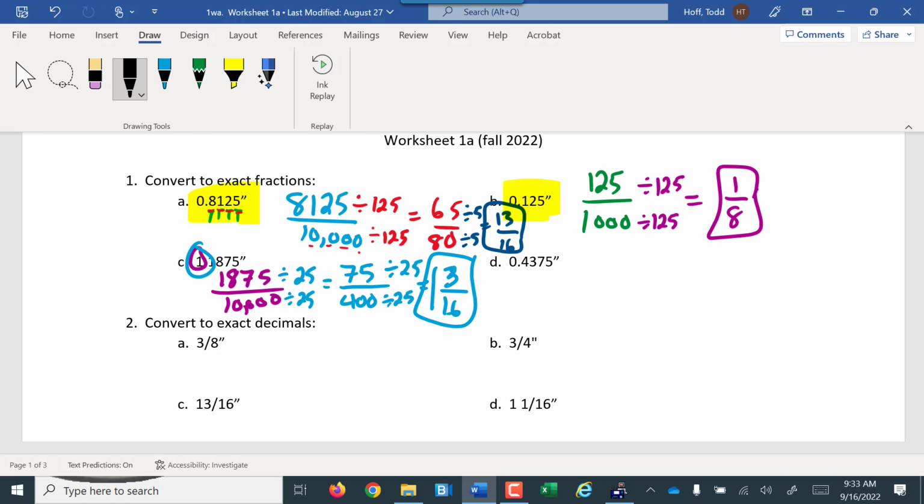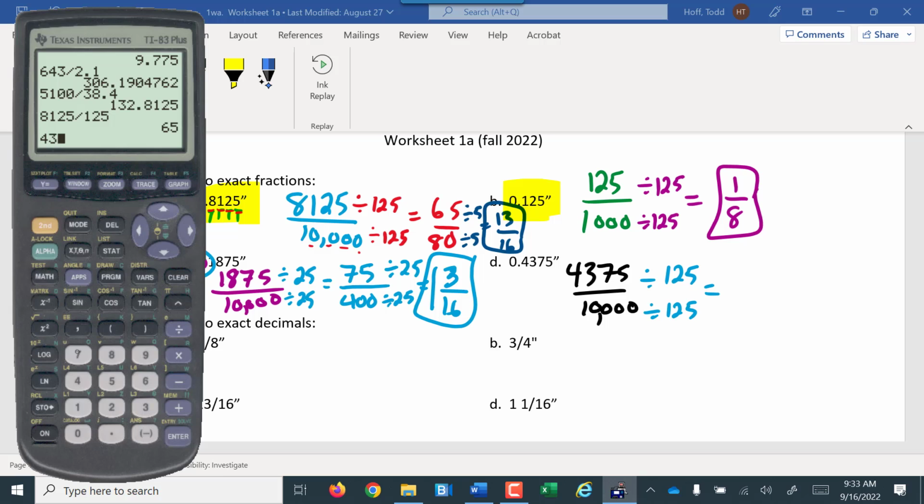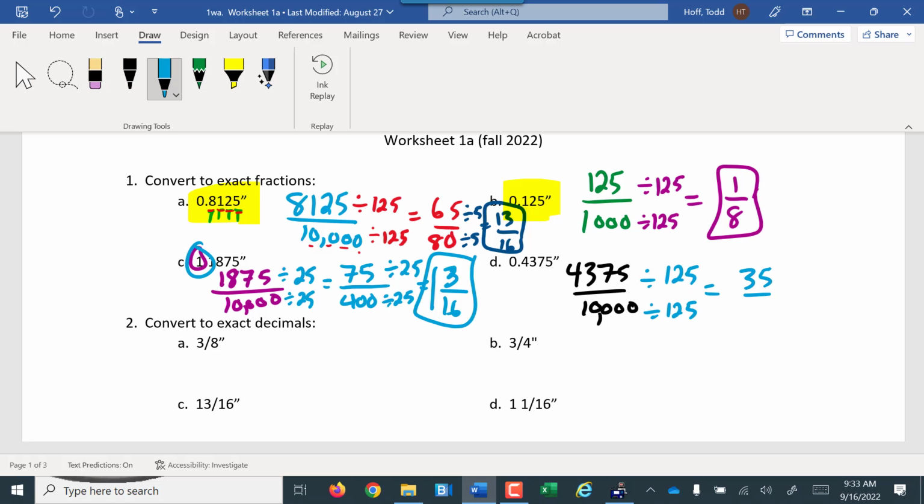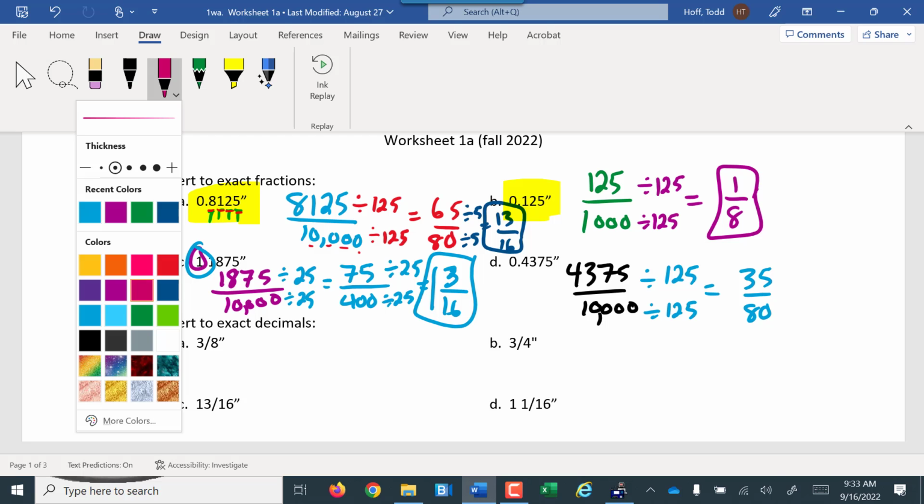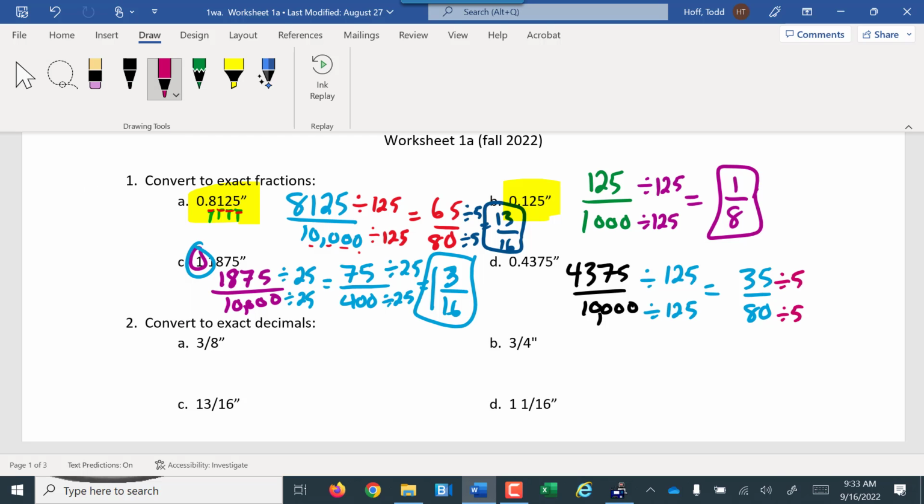So that one is 1 and 3/16. Yeah. So then the next one, 4,375 over 10,000 again. Well, I'm pretty sure they can both be divided by 125, so let's go with that. 4,375 divided by 125 is 35. 10,000 divided by 125 is 80. And once again, they can both be divided by 5, giving us 7/16. Any questions on those first 4?